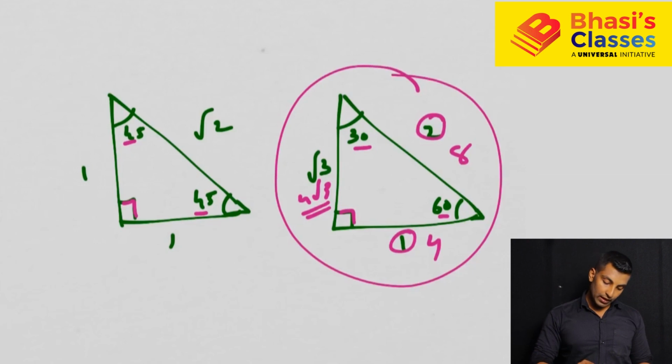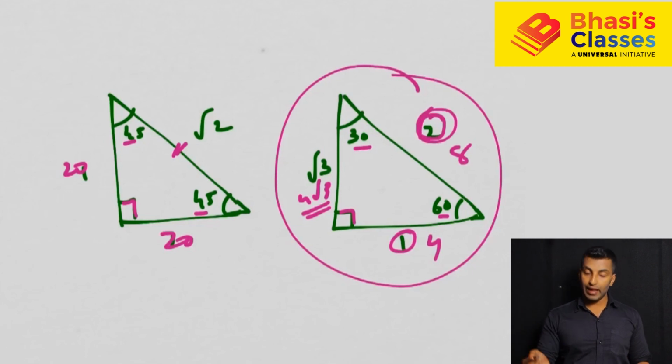Okay. So if this is given as 20, this will be 20 only. See, angles are the same, so two sides will have to be the same. So this is root 2 into 20. I hope this is clear. So if one side is known, you can find any other side.